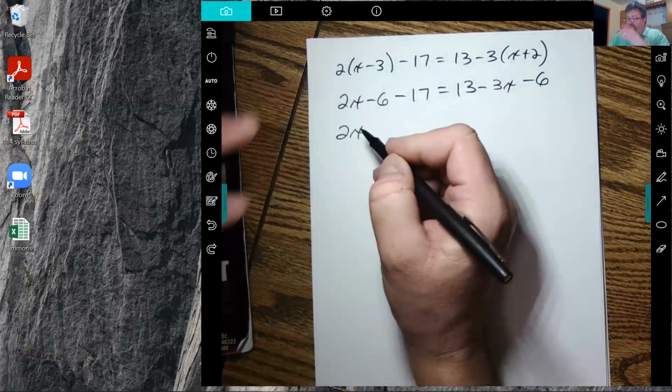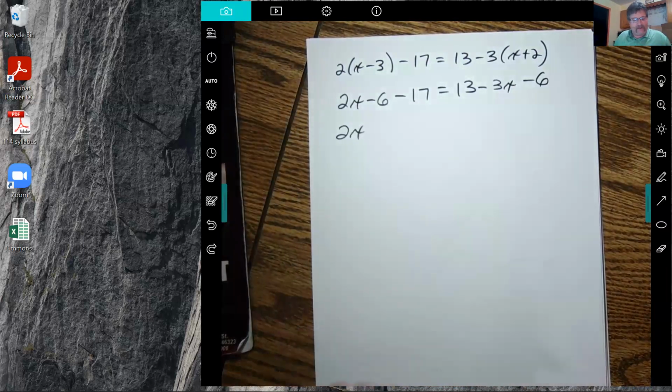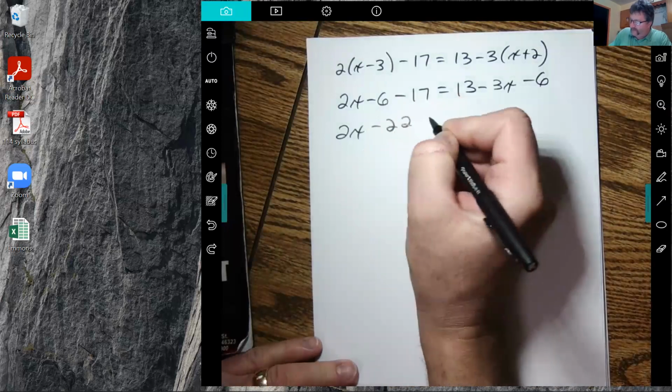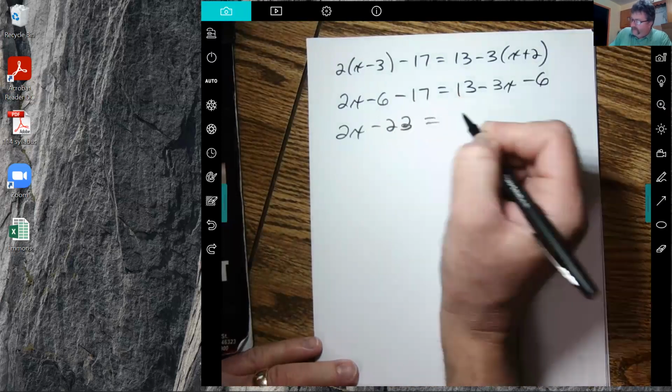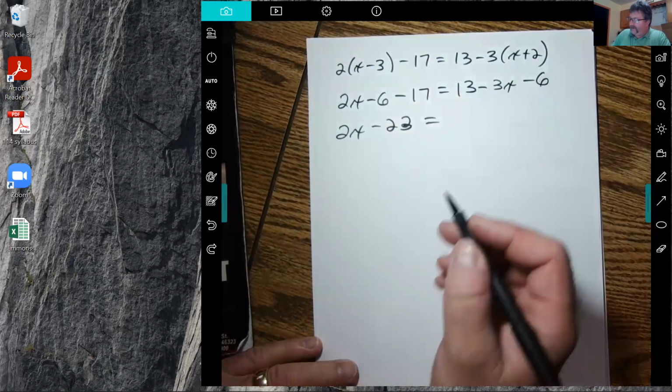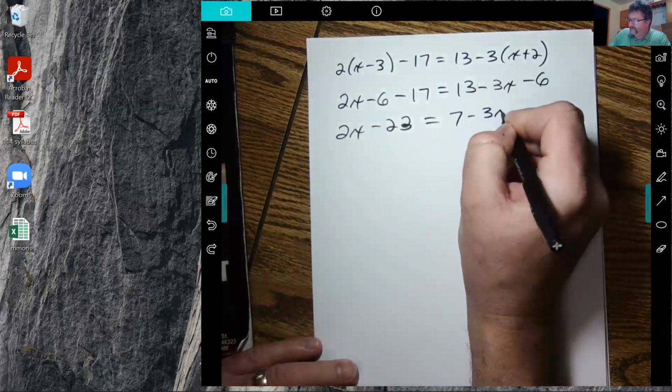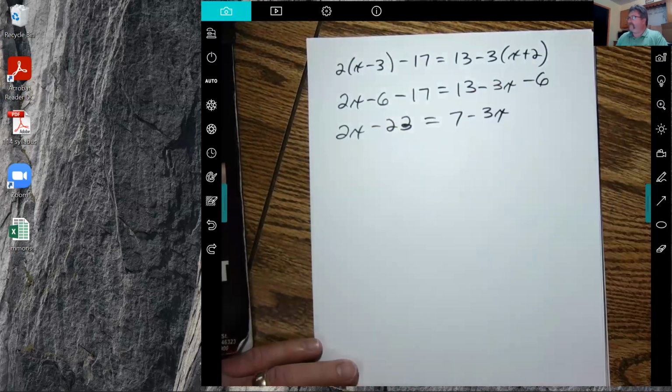Combine like terms on either side here. So I'm going to have 2x. I got the -6, and I've got the -17. That's going to give me a -23. And over here, I've got the 13 and -6, positive 13 and -6. So that's 7 - 3x.